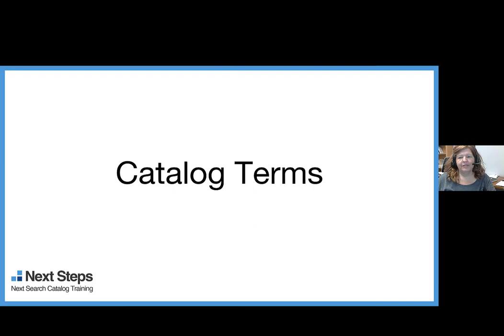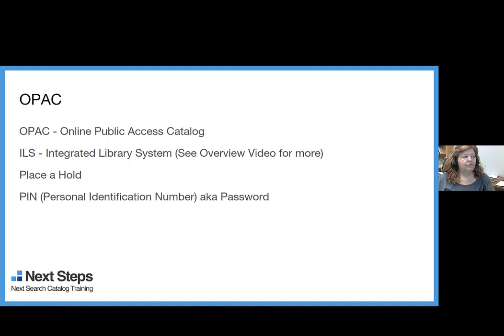So I'm going to be throwing around some terms during this video, and I thought we'd take a moment to talk about what those terms mean for you as a library staffer. So we'll start off with OPAC. I've already used that once or twice. That stands for Online Public Access Catalog, and it is the public-facing part of the Integrated Library System, the ILS, that your library uses to manage its business. For more information about the ILS, the staff side generally, see the overview video that we have on what is an ILS.